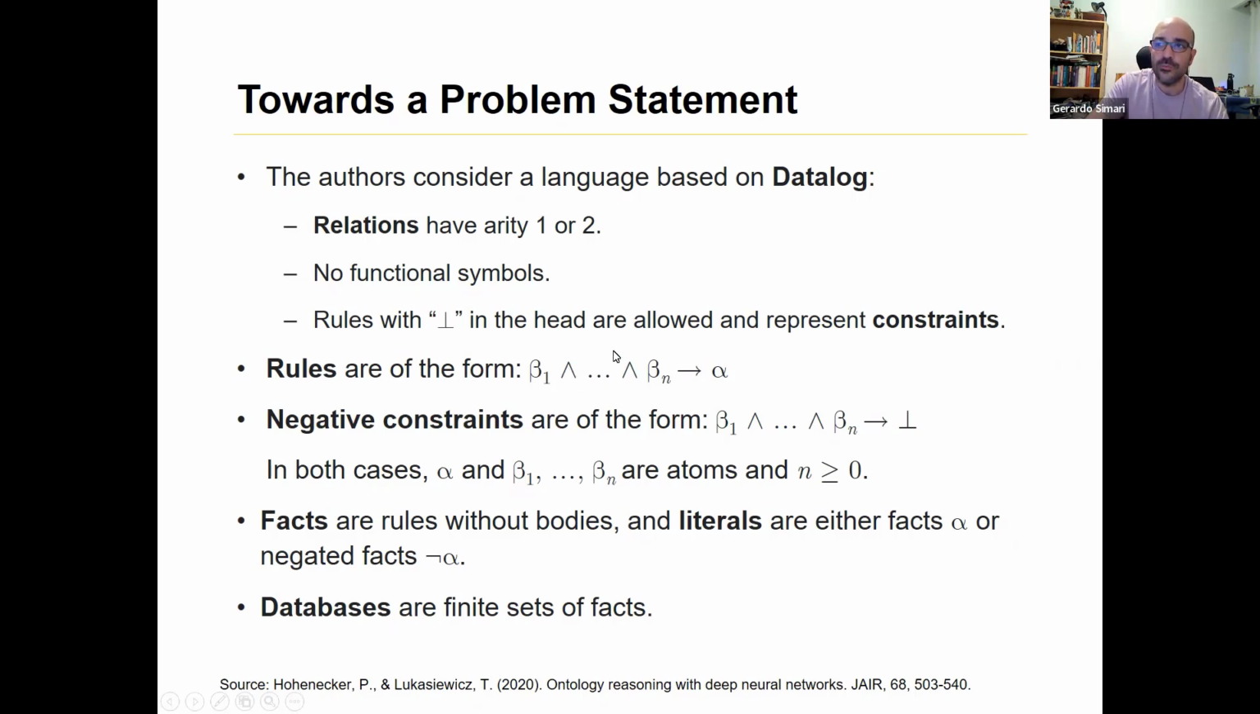Rules are of the form, you have a conjunction in the body leading to an atom in the head. Negative constraints, like I just said, are bodies leading to a contradiction. And in both these cases, alpha and the betas are atoms, and n can be 0 or greater. So facts are just rules without bodies. So we could have alpha where n equals 0 here. Would be a special kind of rule. Literals, as usual, are either facts like alpha or a negated fact like not alpha. And databases are just finite sets of facts.